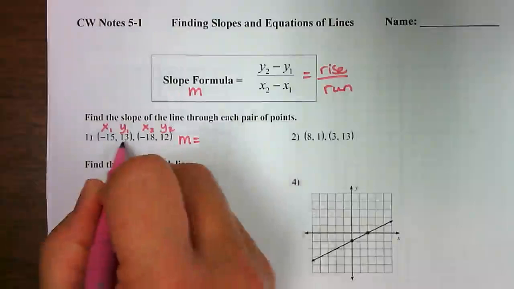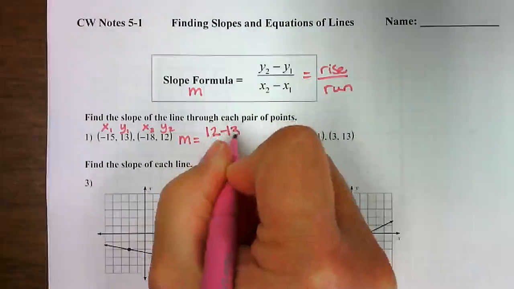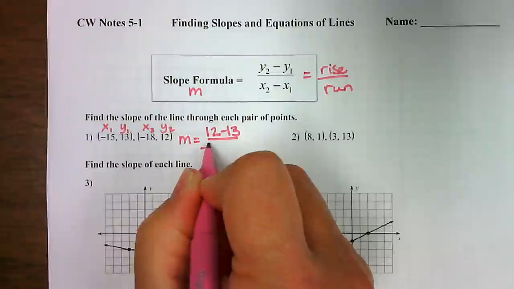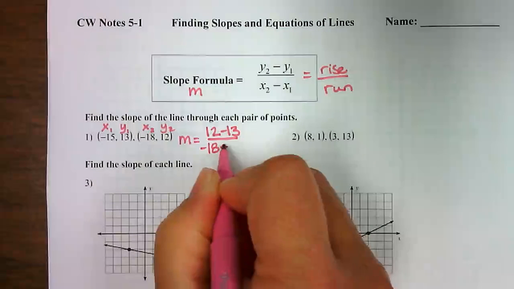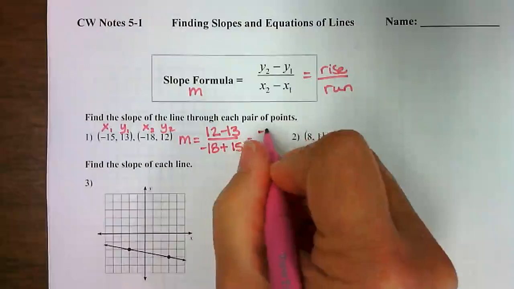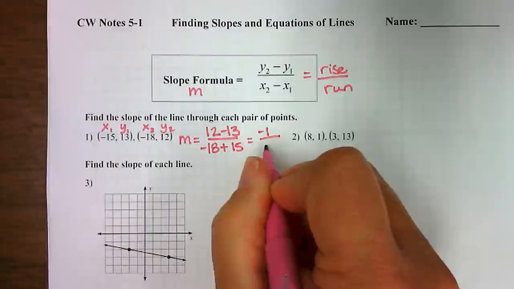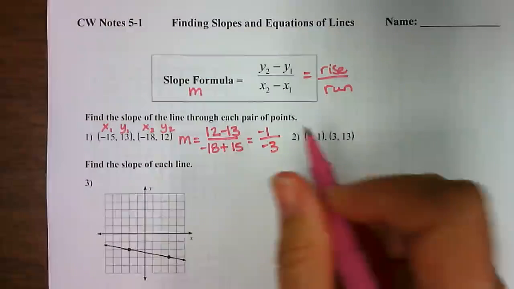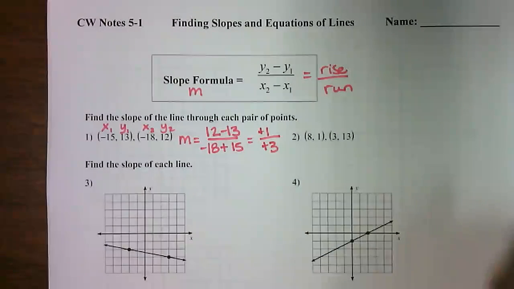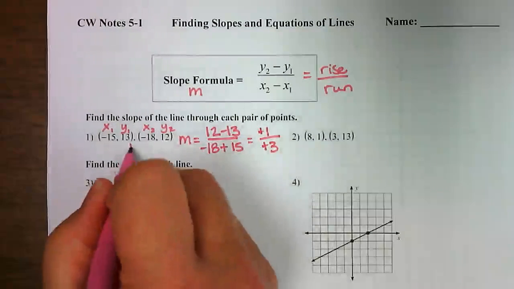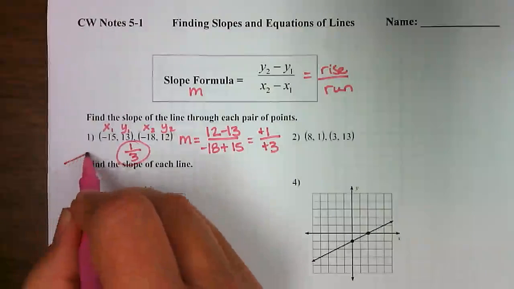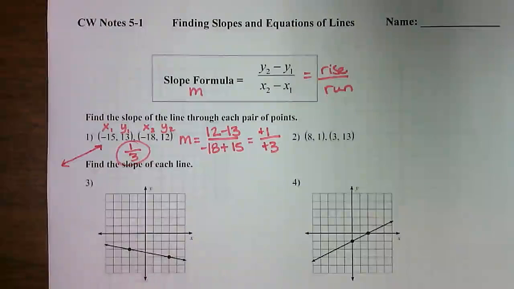So I'm going to do 12 minus 13 on top. And then I'm going to do negative 18 minus negative 15 on bottom. And of course, when I minus the negative, that's going to change to a positive. So I'm going to get negative 1 on top, and negative 3 on the bottom. And negative over negative will cancel to positive 1/3. So positive 1/3 would be rise 1, run 3. So it's a slightly uphill line, sort of like that.